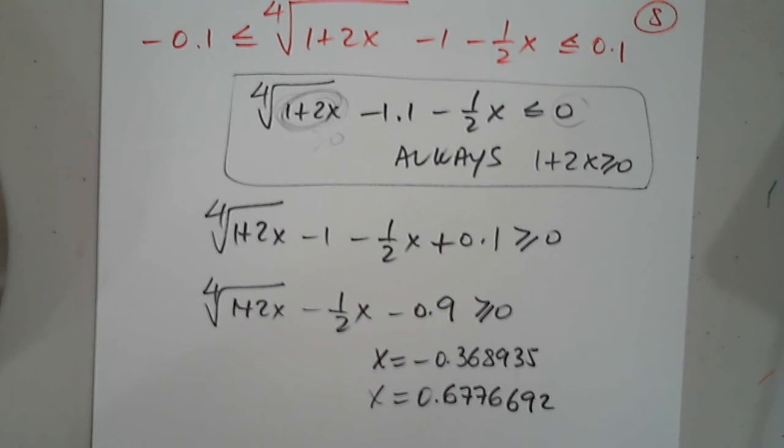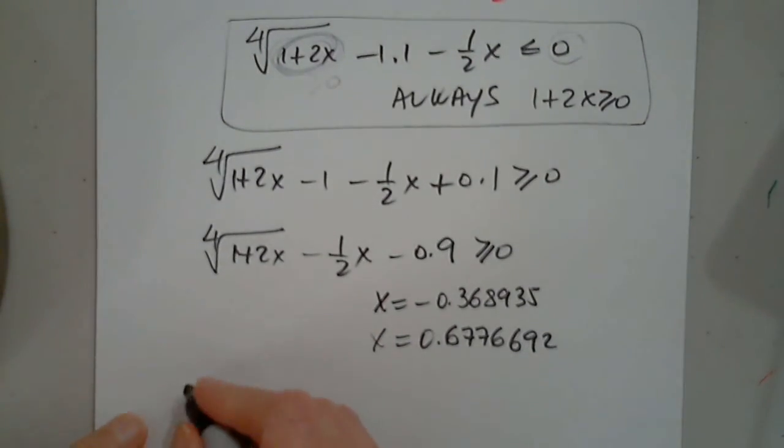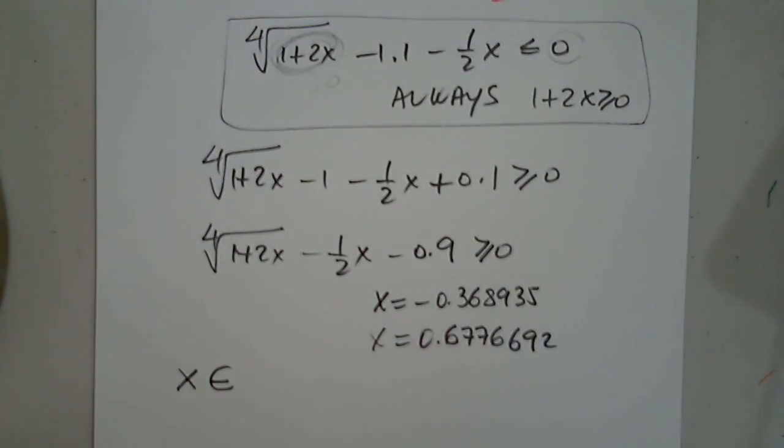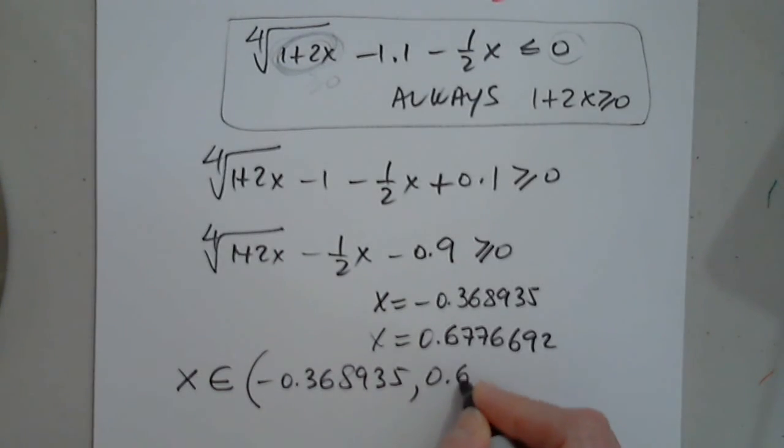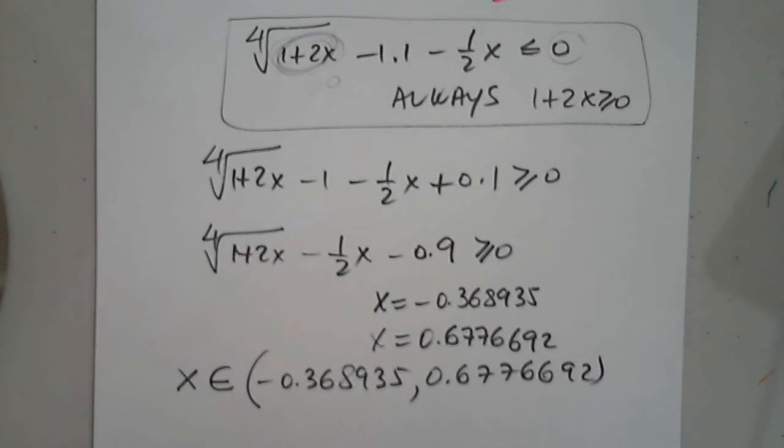So back to our problem. Right here. So round your answers to 3 decimal places. So see this symbol? We used it before. Let me explain it. So remember we said x in the interval, this and this: negative 0.368935, comma 0.67766692, and I will use what they want me to use. So this is the symbol that says x is somewhere, anywhere in this interval.